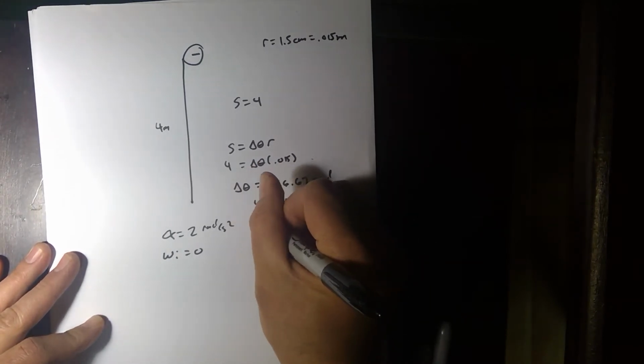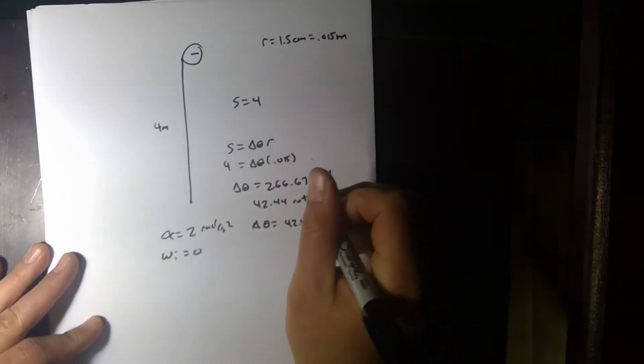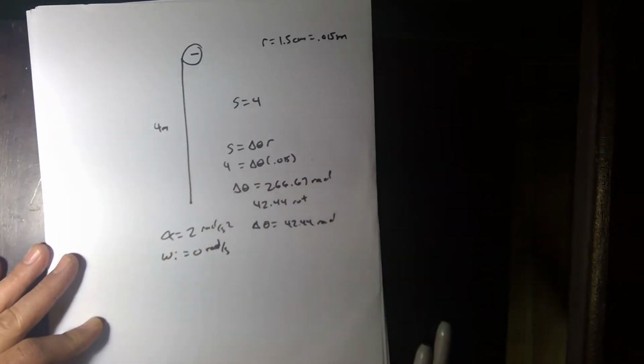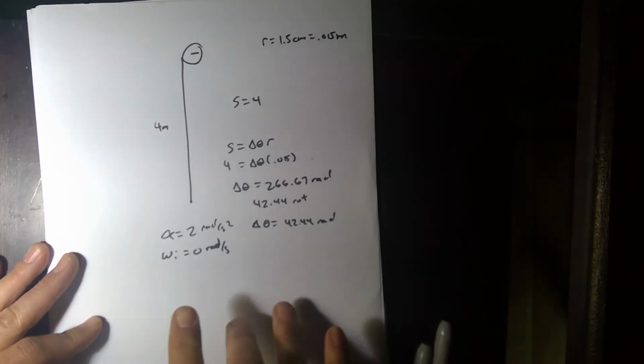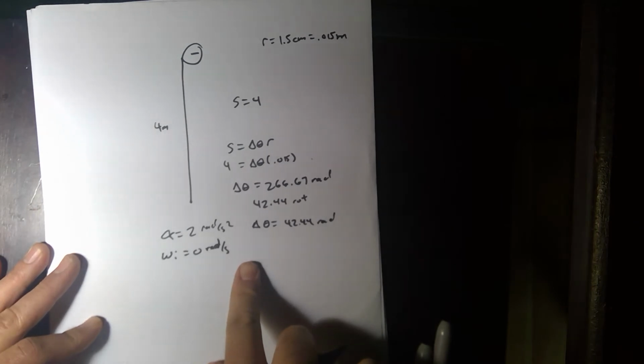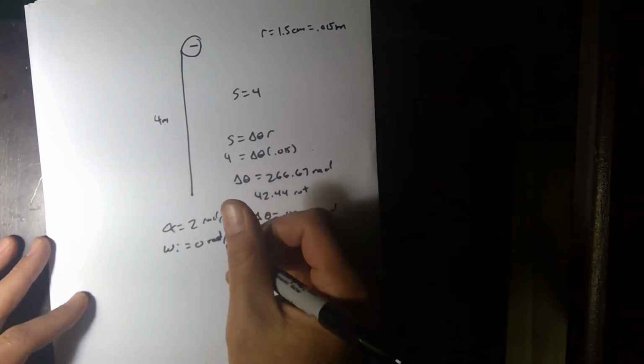And delta theta is 42.44 radians. Keep in mind this is in radians per second. Rule in kinematics, think back to this September: if we have 3 out of 5, we have all 5. So we can use a kinematics equation to get there.